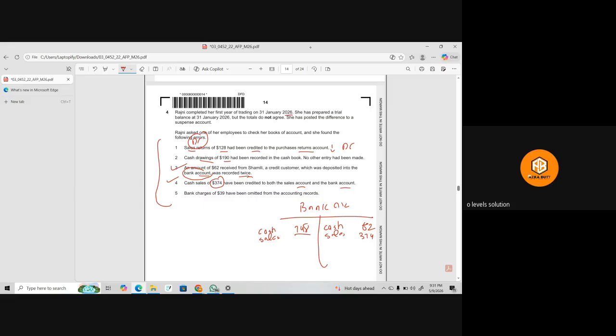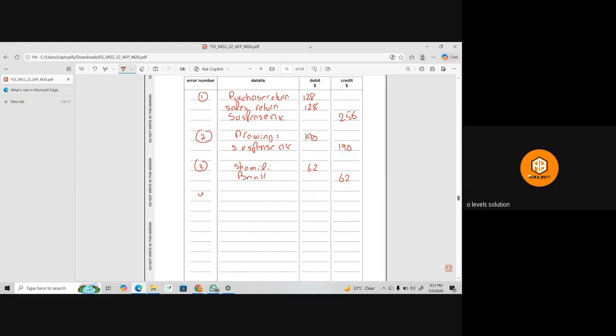So the bank account will be 748 debited. And what we did, cash sales of 374 have been credited to both the sales account and the bank account. So first of all, let's make the entry. Here we need to write bank account 748 debit and suspense account 748.